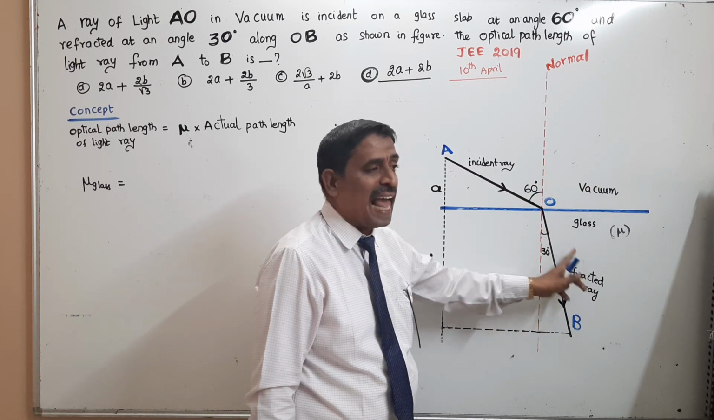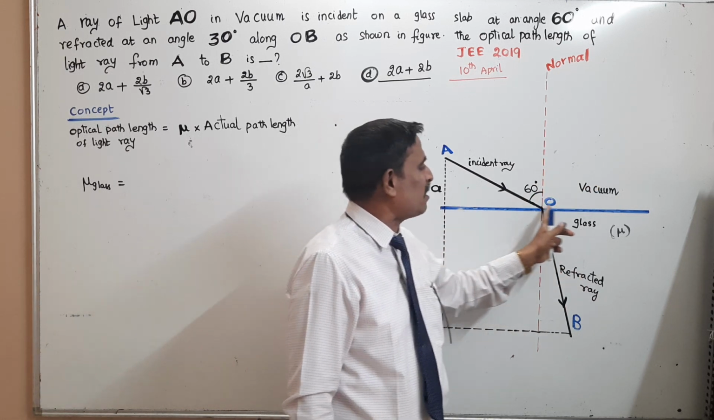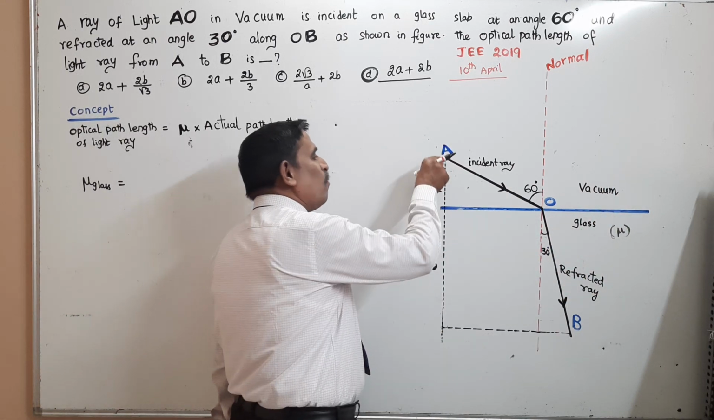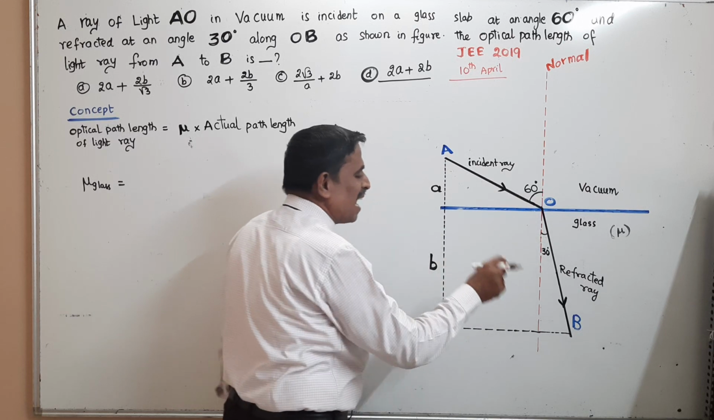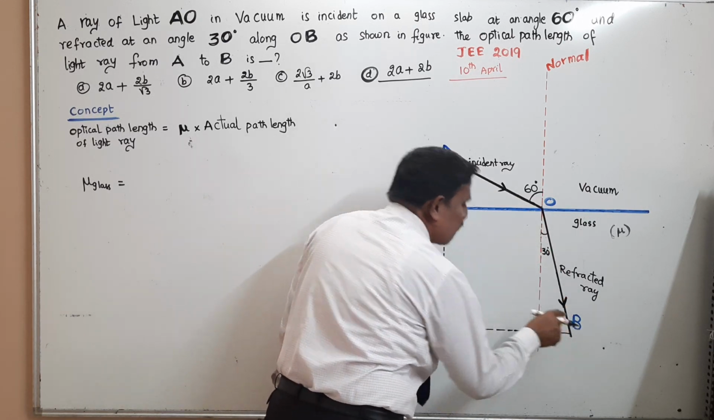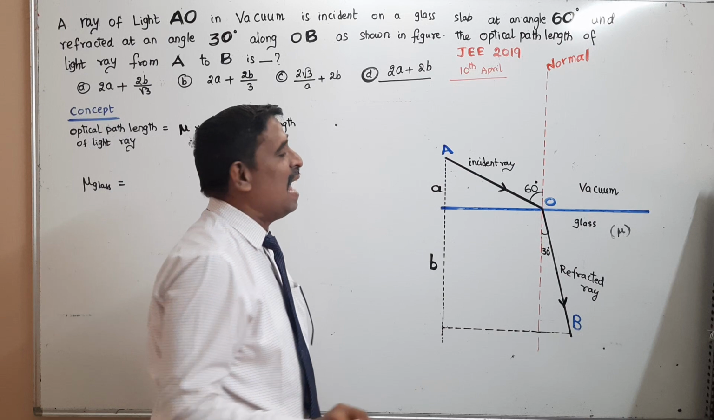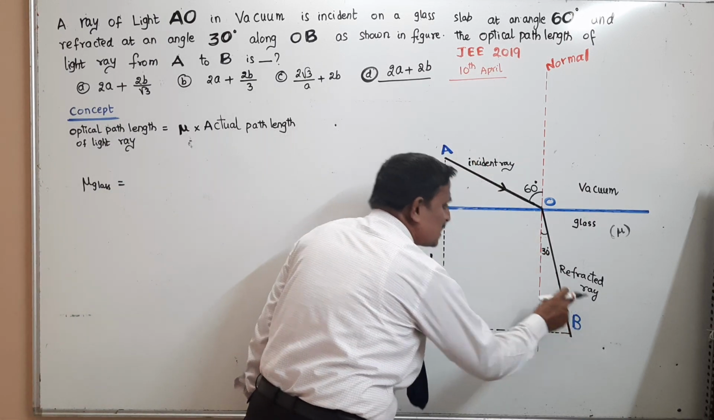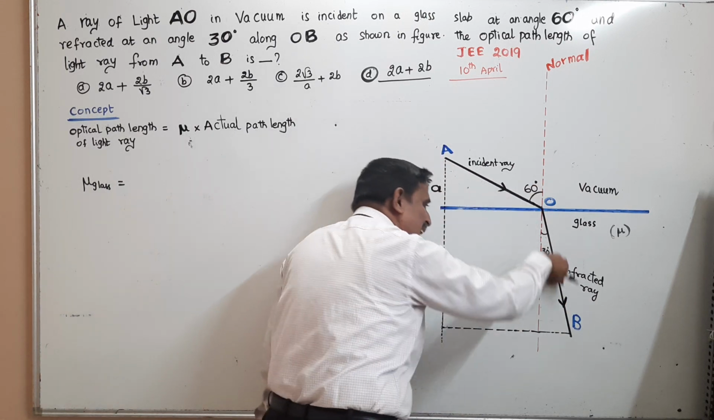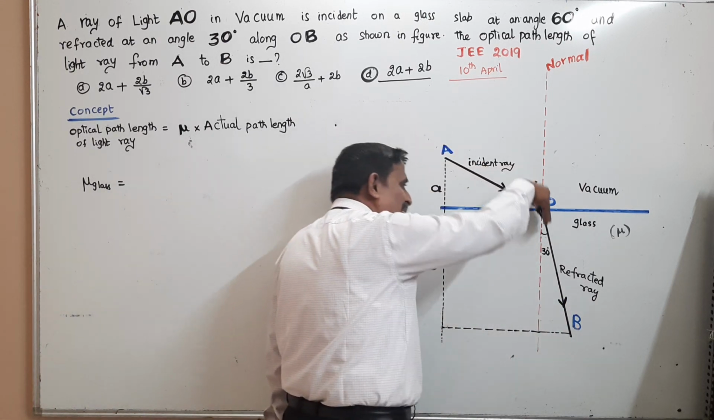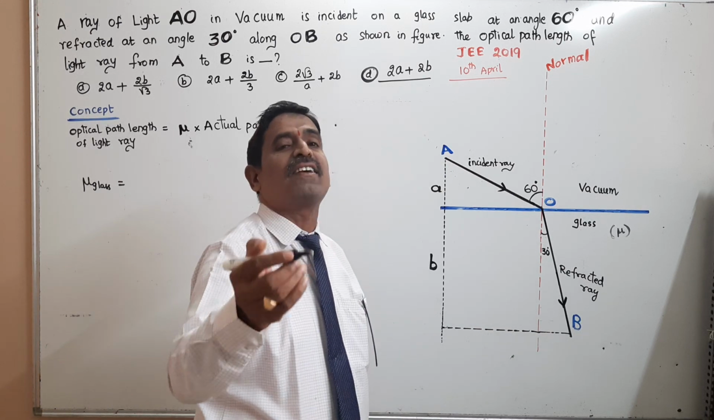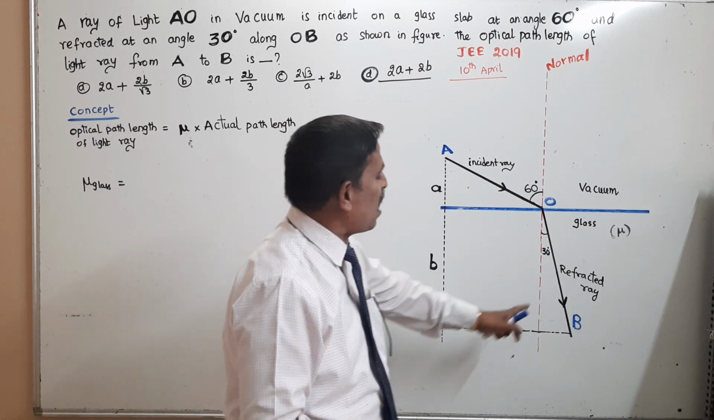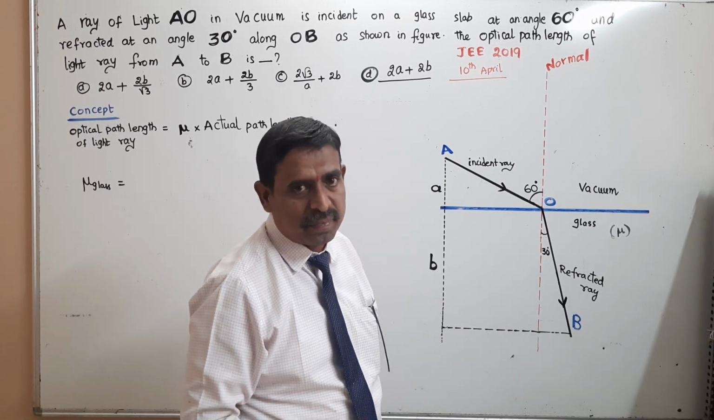Now in this problem, it is a vacuum, it is a glass. This is the interface which is separating the vacuum and the glass. Light ray AO represents the incident light ray. OB represents the refracted light ray. When the light ray is traveling from vacuum to glass, or one medium to another medium, bending of the light ray takes place. This phenomenon we call refraction.